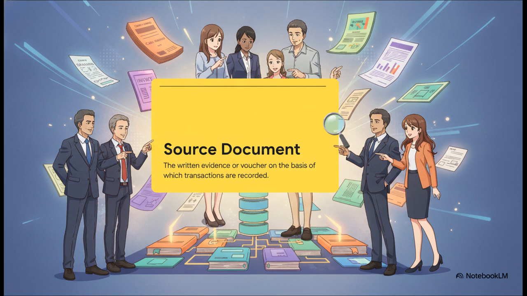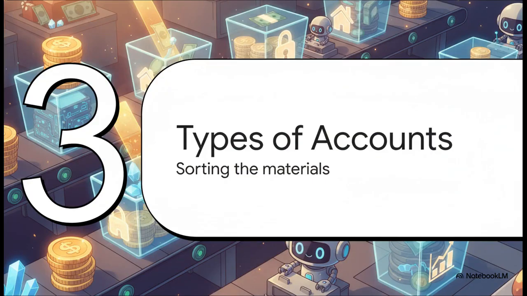These documents are the bedrock foundation of all accounting records. Whether they're cooked up inside the business or they flow in from the outside, the golden rule is super simple. No document, no entry. Period. Next up, Section 3, types of accounts. This is where we sort all those raw materials.